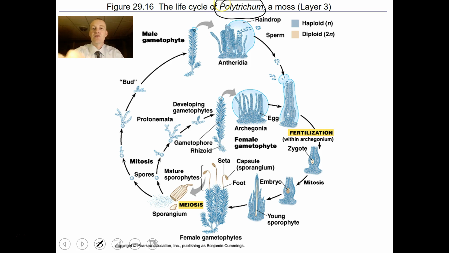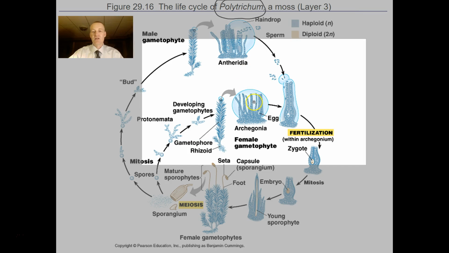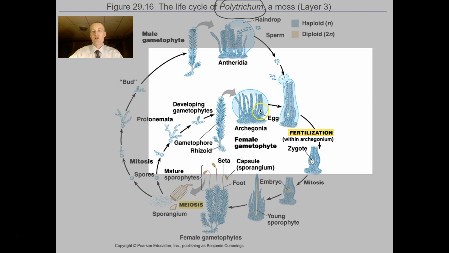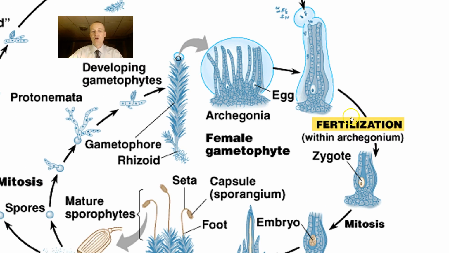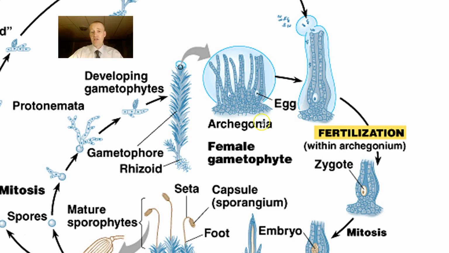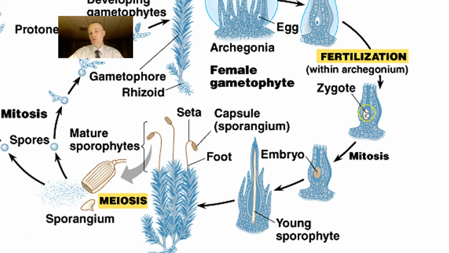Polytrichum is the genus name of this particular moss, and it's just kind of a stereotypical moss life cycle. I think I'll zoom in here again. I think it's easier to see. So we could start anywhere in this life cycle. Let's start at this time at fertilization. So at fertilization, we have the archegonia and the antheridia. So the sperm cells will be transported from the male gametophyte to the female gametophyte, and the sperm cells will swim down to the archegonium. And if it meets the archegonium, it may fertilize the egg cell. Fertilization will produce a zygote.